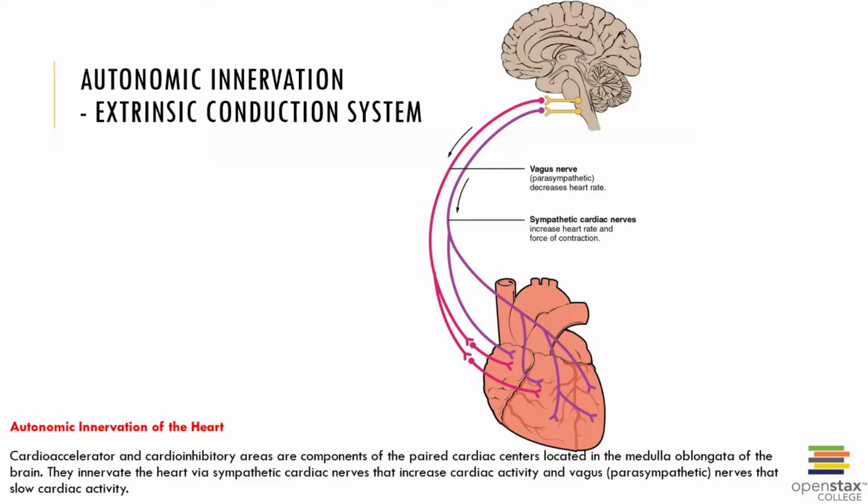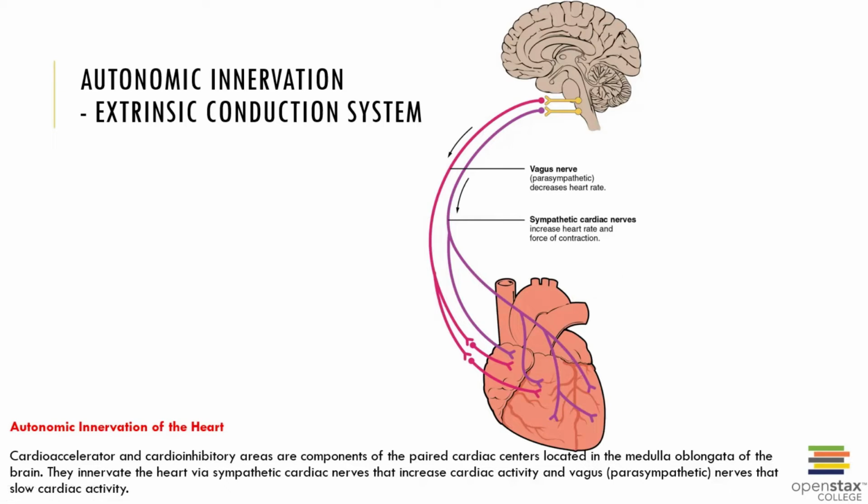Okay, so here's a little bit more on the autonomic innervation of the heart. You can see that the vagus nerve, as it is with many things, is very involved. It's a parasympathetic nerve, and it's going to help decrease the heart rate after the sympathetic cardiac nerves increase the heart rate. So sympathetic comes first, that information is going to the brain, and then the vagus nerves can act in a parasympathetic manner to decrease the heart rate.